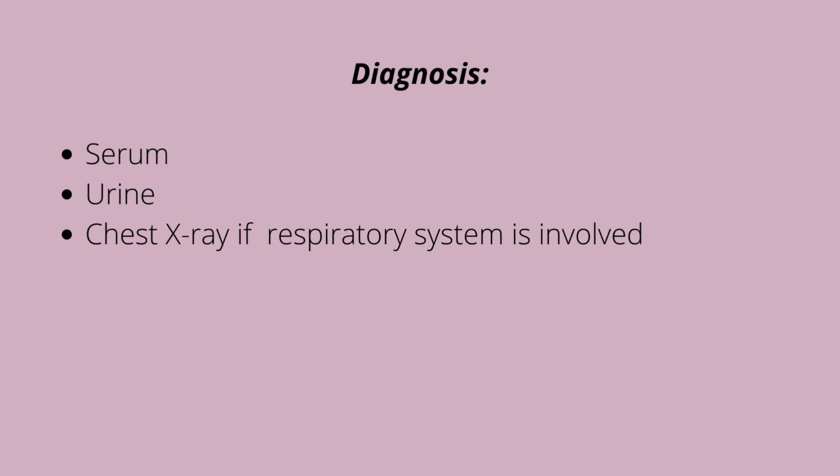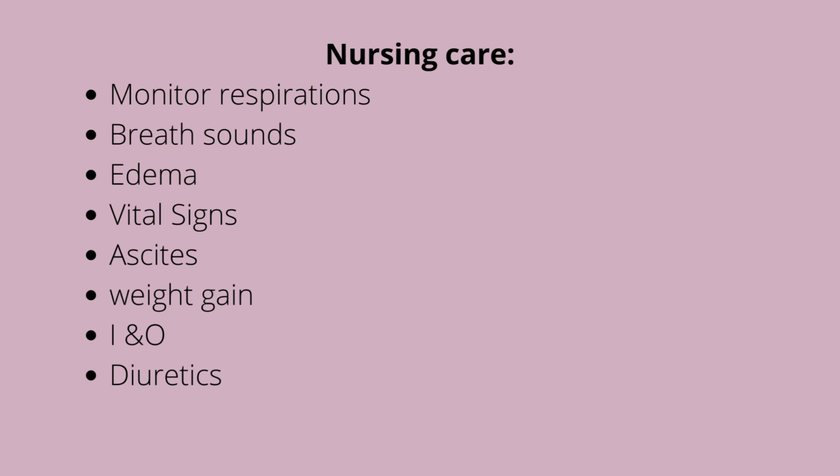How do we diagnose somebody who's on fluid volume excess? This is what we do. With the serum, which is the blood draw, we'll check for the electrolytes, the BUN, the creatinine, their hematocrit. They will be low because it will be overdiluted. Our urine, we'll check for urine specific gravity and osmolarity. For chest x-ray, we're going to check if the patient's respiratory system is involved, right? Because if they're having fluid overload, it's backing up into the respiratory system.